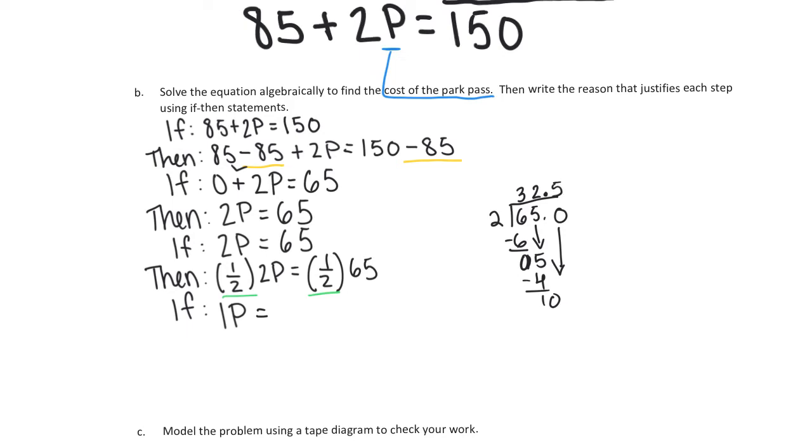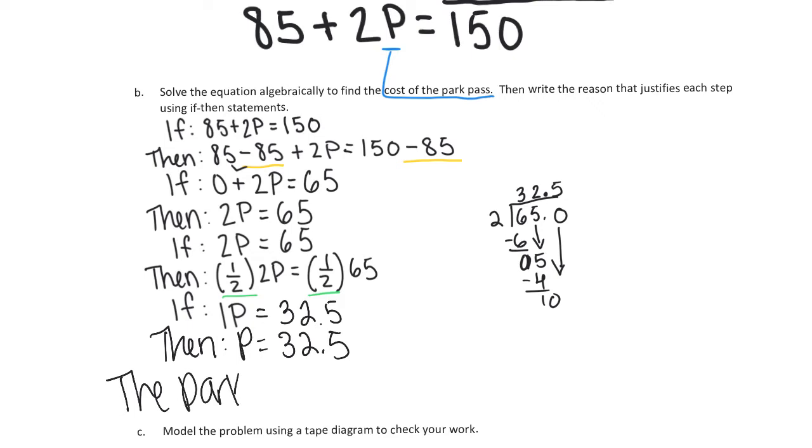So I now know that if 1P equals 32.5, then P equals 32.5, which now we know that the park pass costs $32.50.